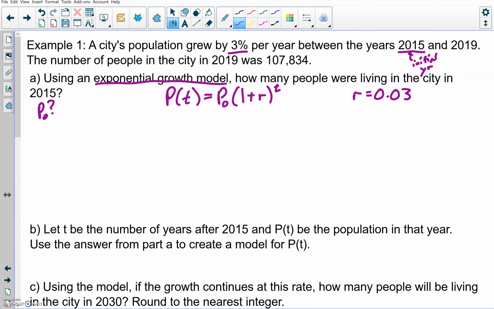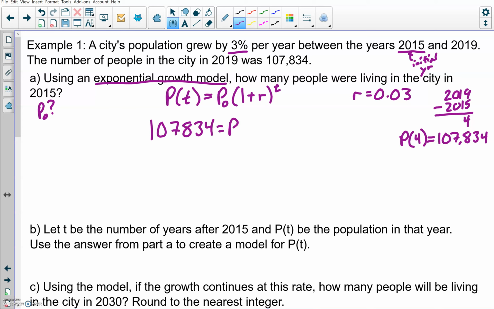And then they told me something that happened in 2019. So note that 2019 minus 2015, what I'm trying to do here is get the number of years, is equal to 4. So really what they've told me is that the population 4 years after we started measuring was equal to 107,834. So that number I'm going to put on the left side. The P0, we're solving for that, so I'm just going to leave it P0.